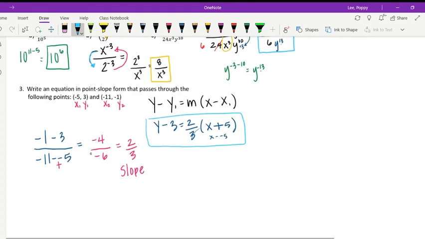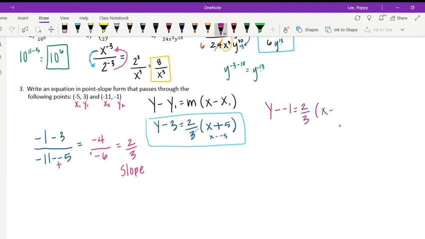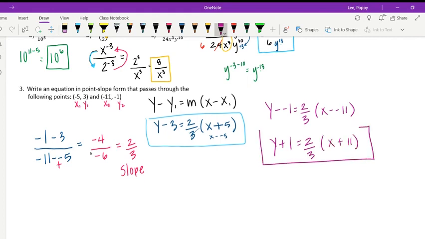The second equation, we're just going to plug in the second point. So y minus negative 1 equals our slope 2/3 times x minus negative 11. And both of those turn to plus. y plus 1 equals 2/3 times x plus 11. So there's our second equation. So either one of these would absolutely work.